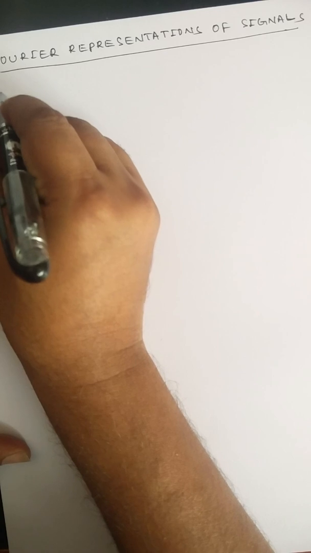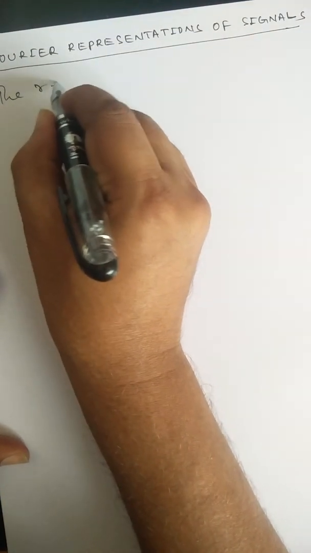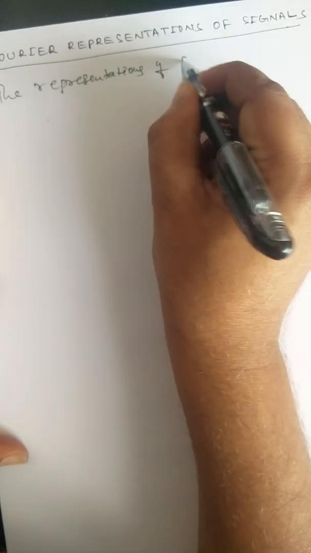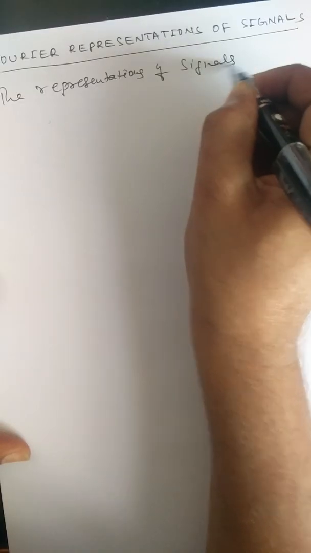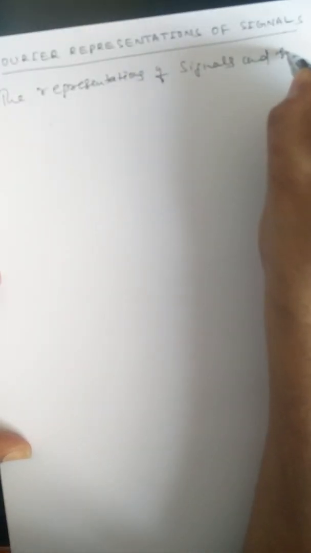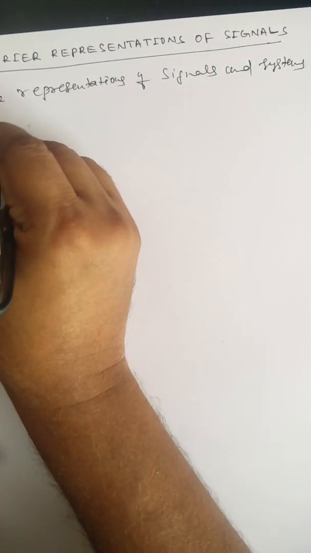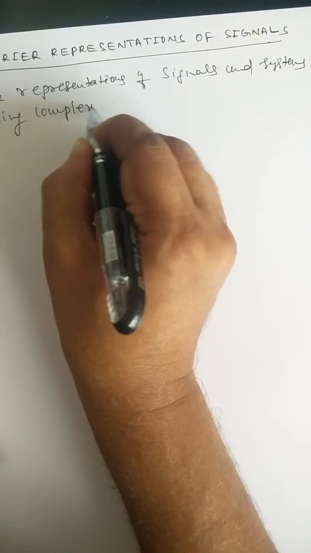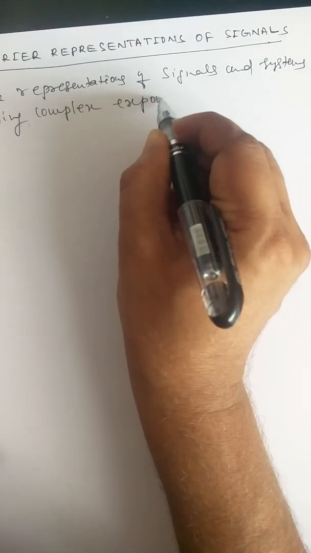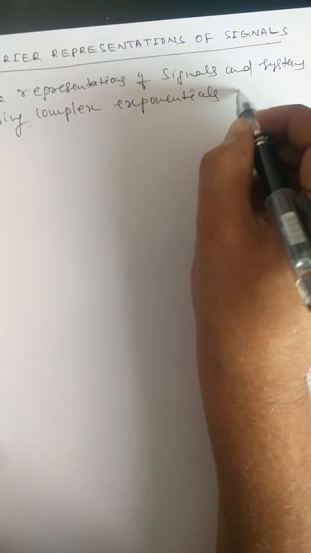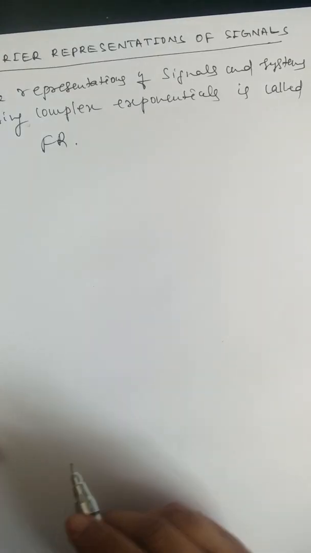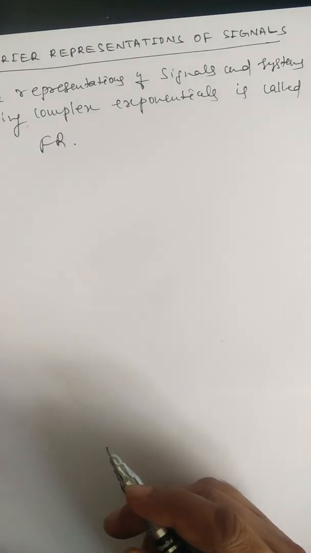The representation of signals and systems using complex exponentials is called Fourier representation. Okay. Now, what type of signals are we representing?